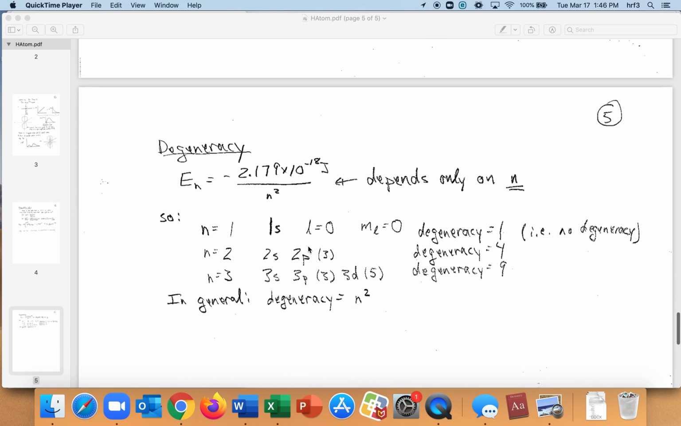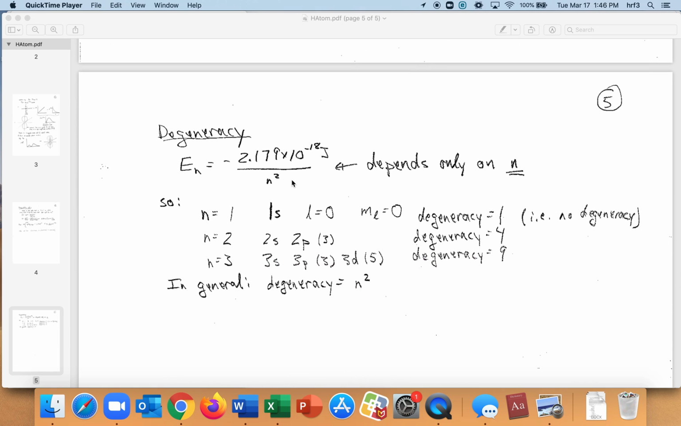All right, just a couple more things. Degeneracy. So we know that the eigenvalues are just the Rydberg constant over n squared. It depends only on n. This is for the hydrogen atom, which has only one electron. If we have multiple electrons, then we know that we have further splitting with the L. But anyway, for n equals 1, we only have one s. And L equals 0, m sub L equals 0, so there's only 1. With n equals 2, we have 2s and 2p, and there are 3 2p's. So that degeneracy is 4.